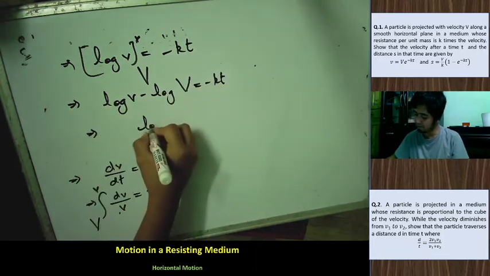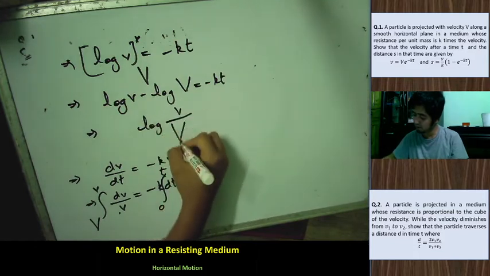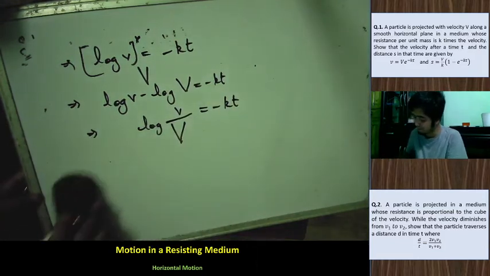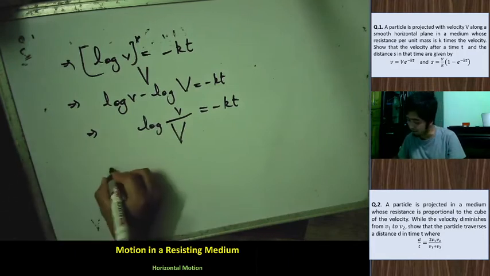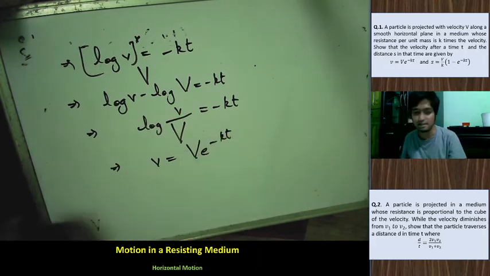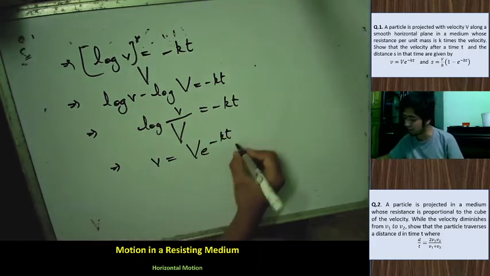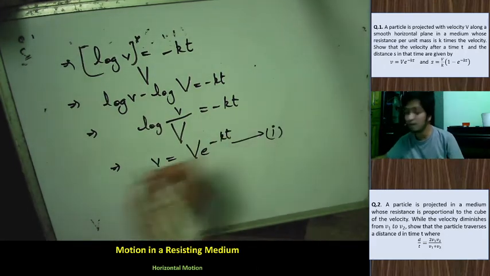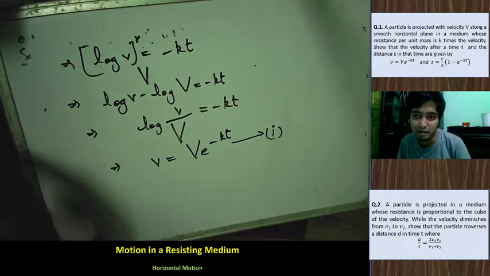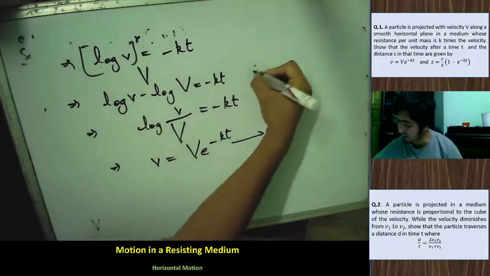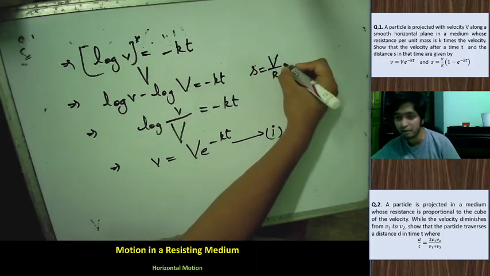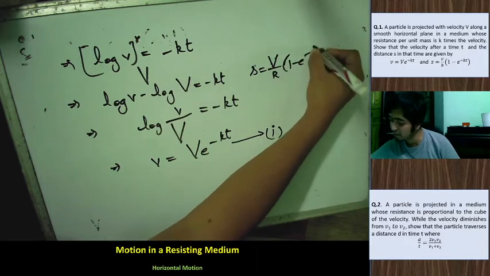Again, this is very simple now, just use properties of logarithm. Next, convert the logarithm into exponential. We will be having this. So this is the required expression. Just name it as 1. If you take a look at expression 2, s equal V over k times 1 minus e. Let me just write it down so that you will have a clearer idea: capital V over k, 1 minus e power minus kt.